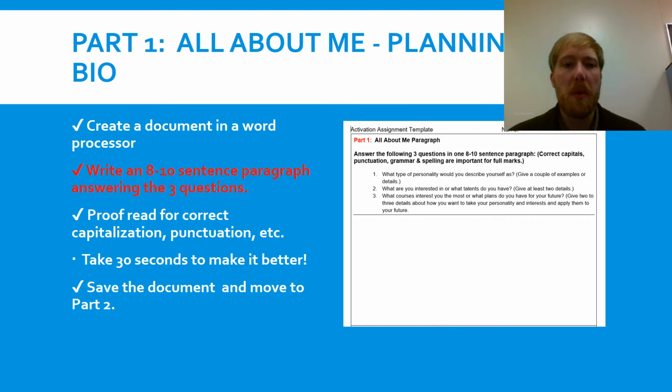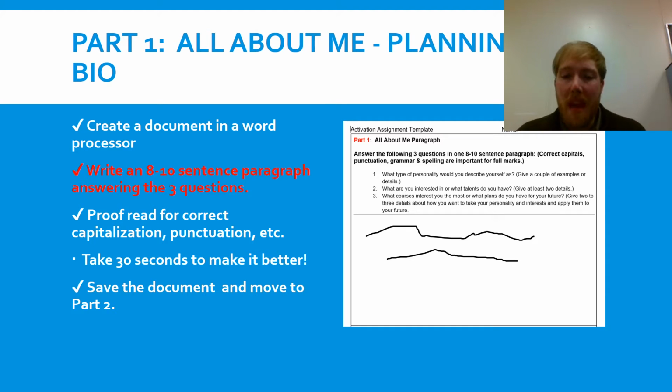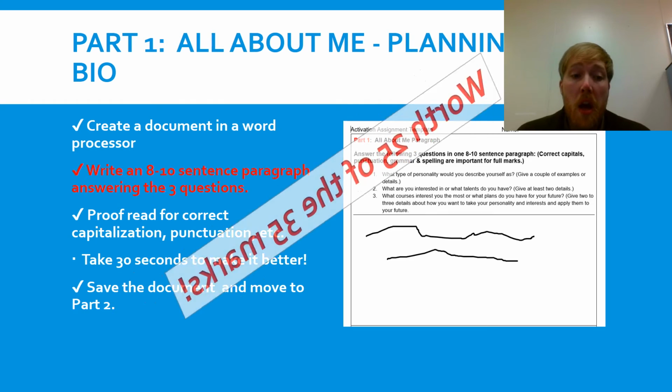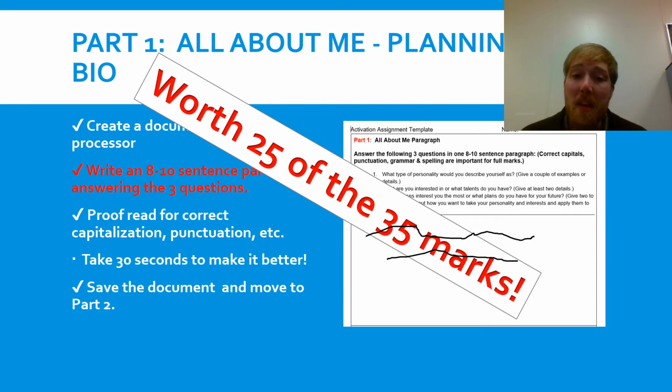Part 1 of this assignment, all about me, Planning 10 bio, is the first section of the assignment you're going to work on. It's an 8 to 10 sentence paragraph that you're going to write in that template that you previously downloaded and saved. You'll write your paragraph right here, and it needs to be about 8 to 10 sentences long. Now, make sure that it is 8 to 10 sentences long. It's one of the first things that your teacher is going to look at when grading you. It takes about a minute more to really do all 10 sentences and make it good. And it's a subject that you all know a lot about yourself.